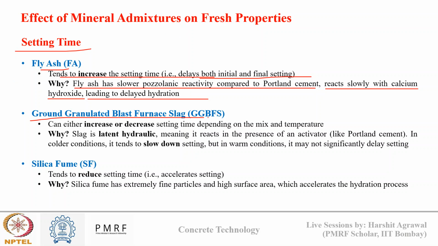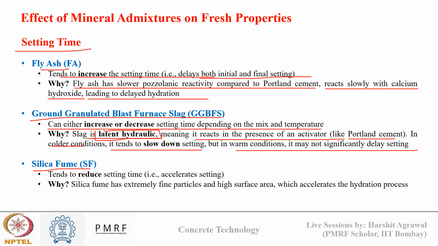Similarly, ground granulated blast furnace slag, we say it can either increase or decrease the setting time depending upon the mix and temperature. Why? Because it has latent hydraulic property, meaning that it can react in the presence of an activator like Portland cement. In colder conditions it tends to slow down the setting, but in warmer conditions it may not significantly delay setting because it is latent hydraulic in nature. It can react on its own and in the presence of Portland cement both. Okay, so that's why it may increase or decrease.